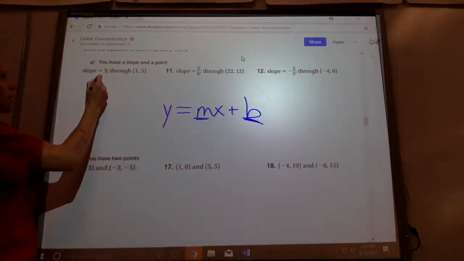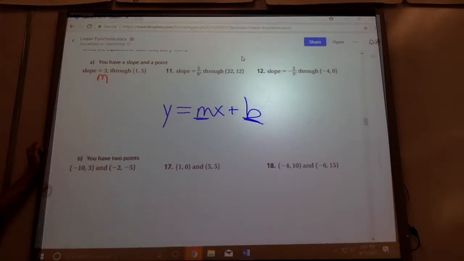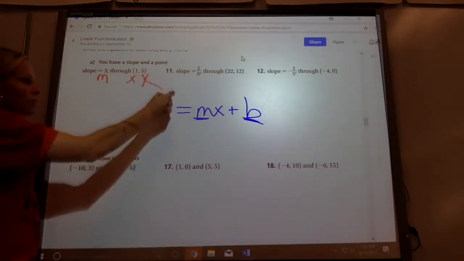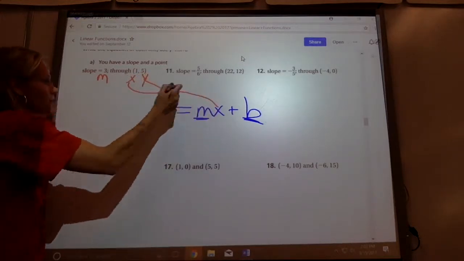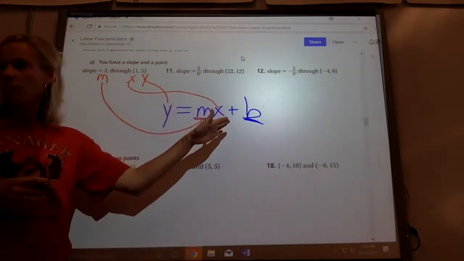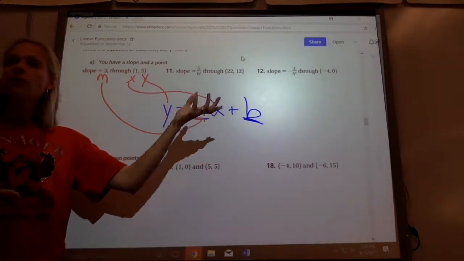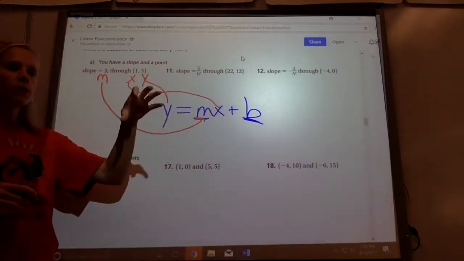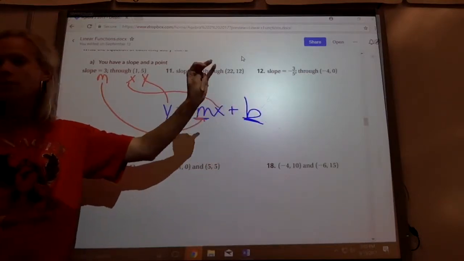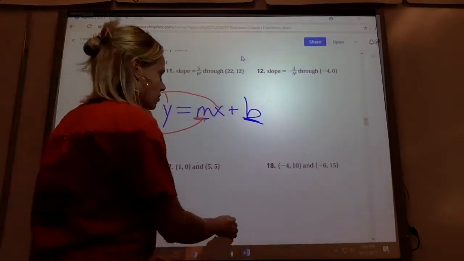So look at the information they give me. They give me an m, a slope, an x, and a y. So I can sub all of those in. And the only thing I don't know is b. So I can use that information they give me, sub it in for the variables, and solve for b. Then once I have m and b, I can put m for m, b for b, and have the equation of the line. See how that works? Okay, so let's try the first one.